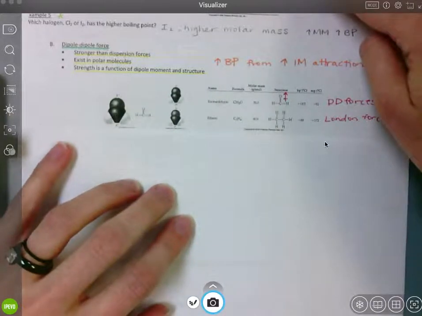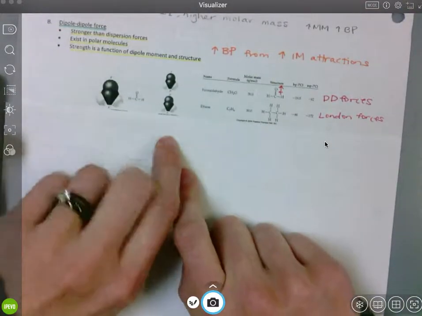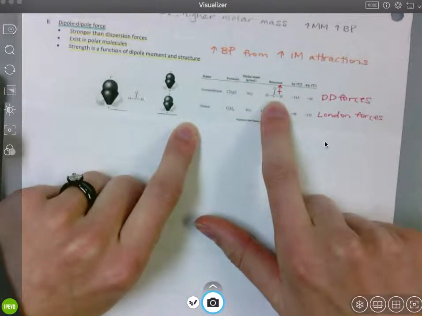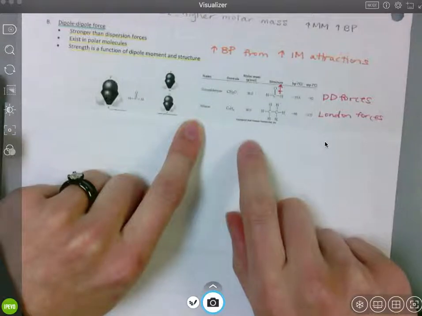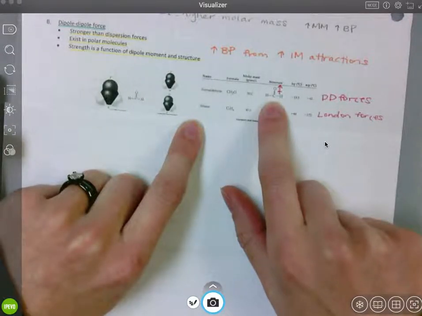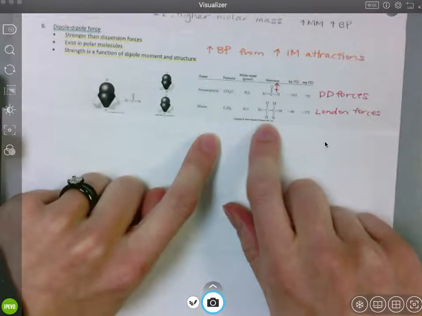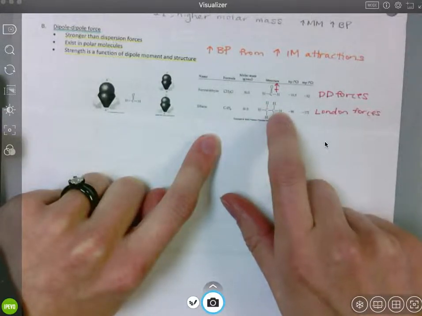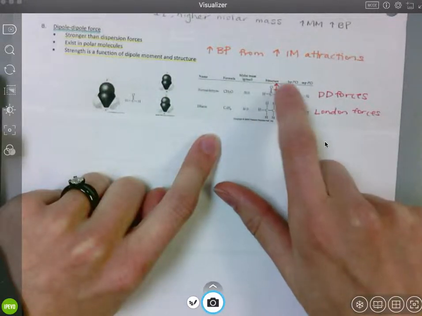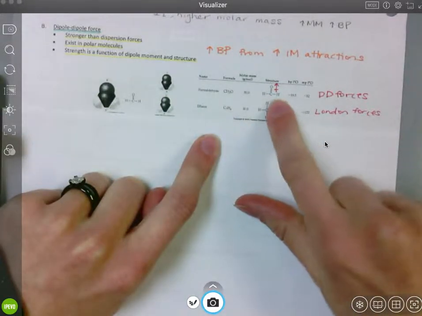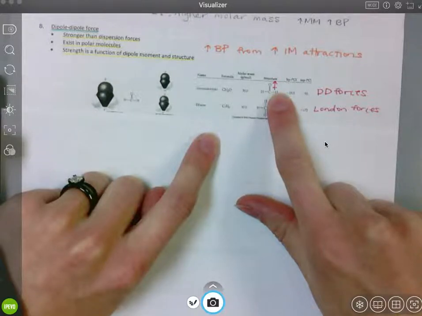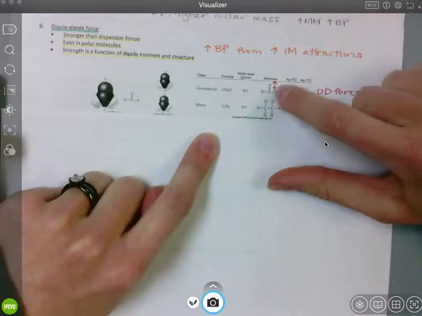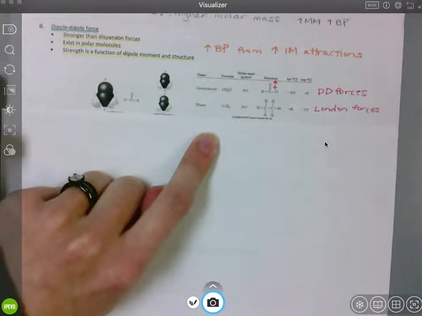All right, so here in this table, we have formaldehyde and ethane. So notice in formaldehyde, we have a carbon-oxygen bond. That is polar. But in our ethane, carbon-hydrogen bonds are non-polar. So we have an equal sharing of electrons here in ethane and unequal sharing in formaldehyde. So we have a polar molecule, and this little symbol is our dipole moment. So carbon has a partial positive charge, and oxygen has a partial negative charge.